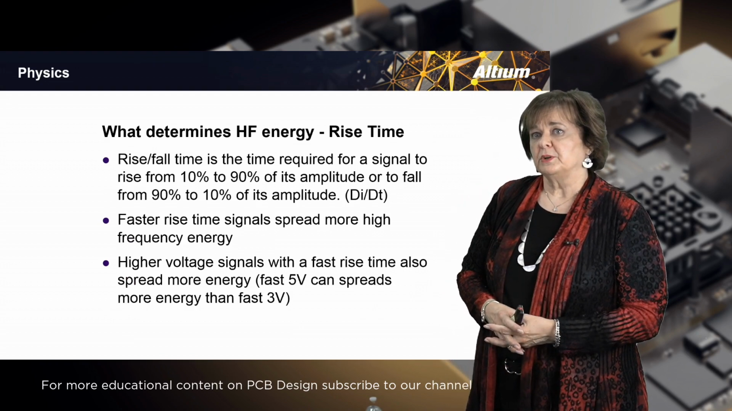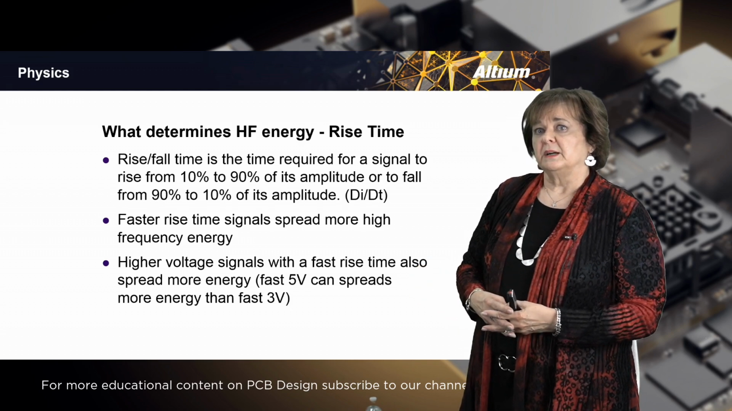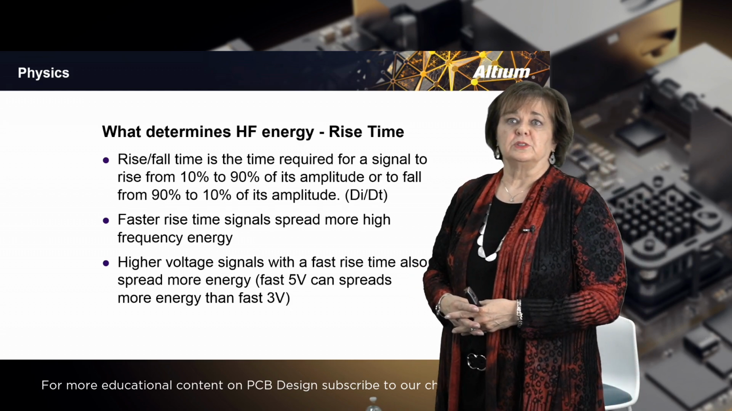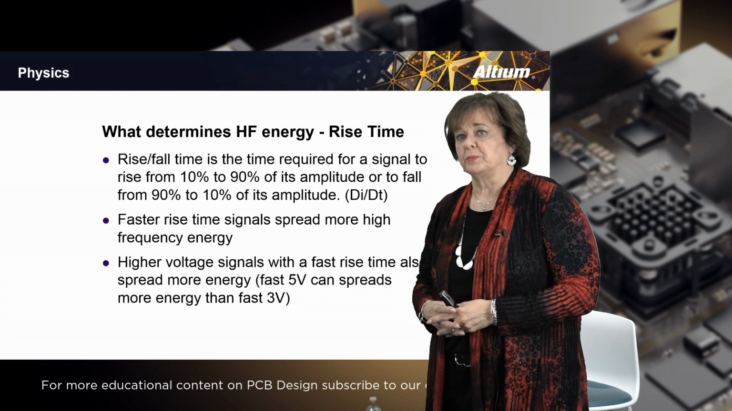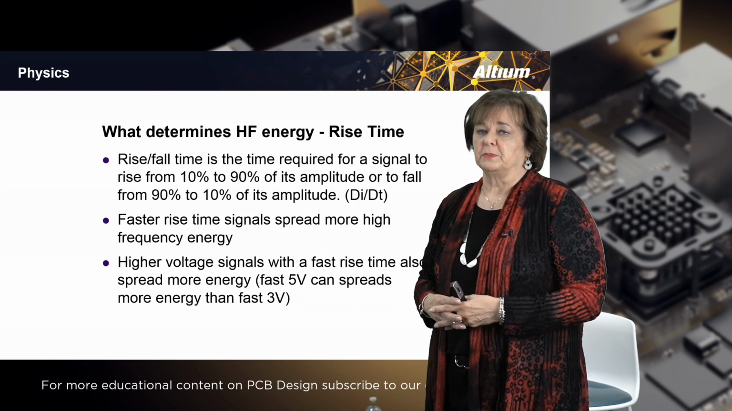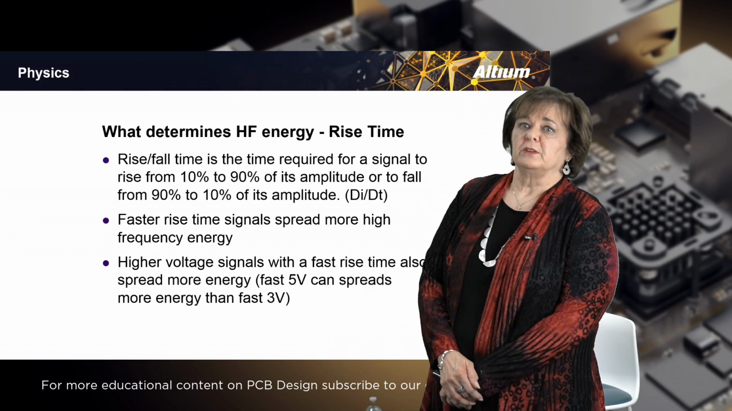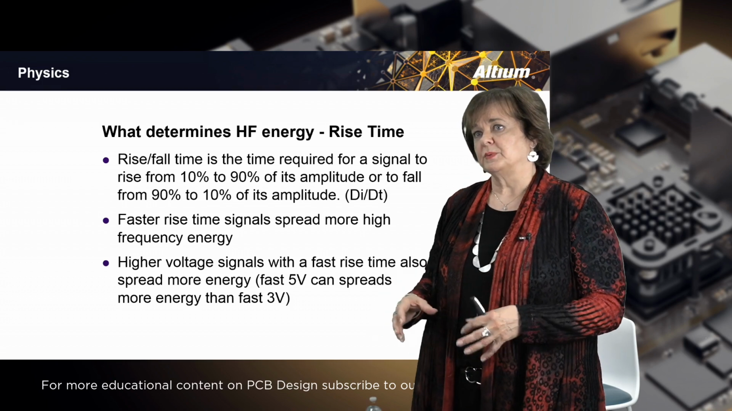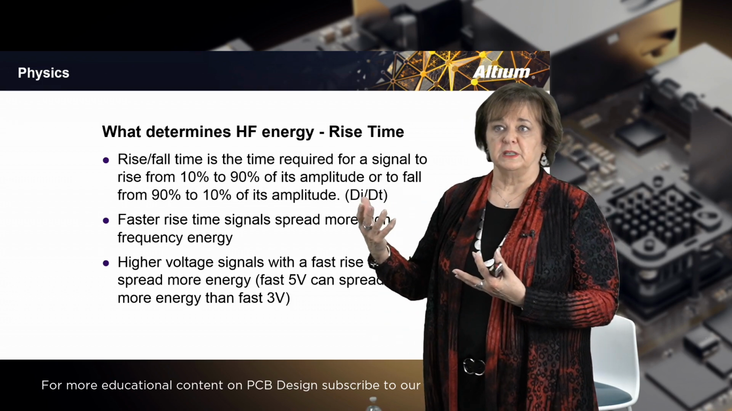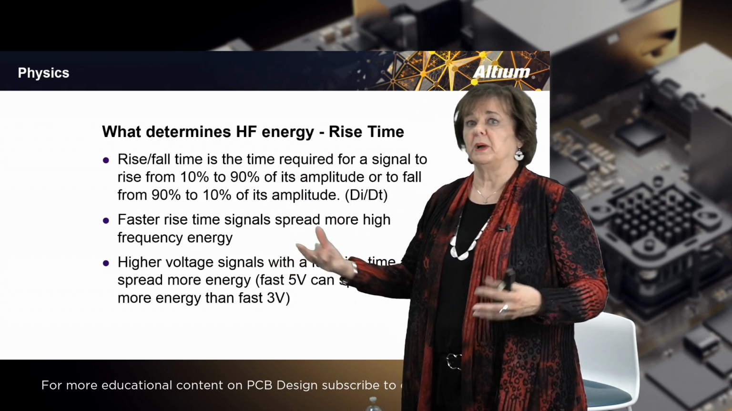What determines high frequency energy? That would be the rise time, the rise/fall time. That is the time required for the signal to rise from 10 to 90% of its amplitude, or to fall from 90 to 10% of its amplitude, the dI/dt of the signal. The faster rise time signals spread out more high frequency energy. So the higher the frequency, the more possibility of bleeding over into something that's nearby.